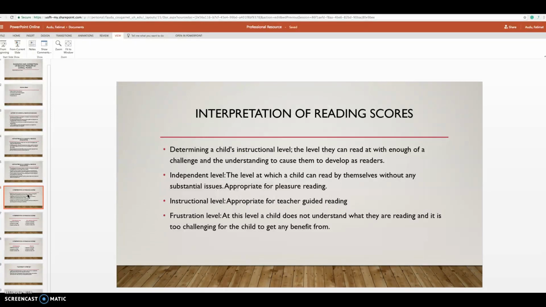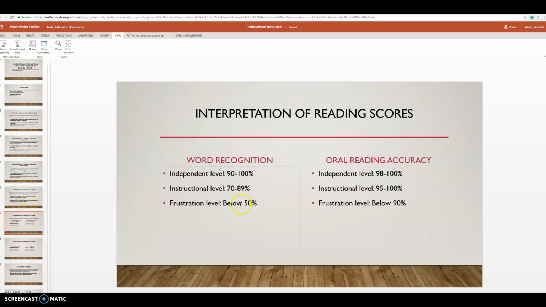And then the instructional level is appropriate for teacher-guided reading. So this is something that would be used in the classroom. And if there are any further assignments, a child can use the instructional reading level at home as well. And then we have the frustration level, where it's not working out. It's too difficult, basically, to be helpful. It's way too challenging to improve the child's reading ability. It's just frustrating, as the level says. Okay, and so the breakdown of the scores are here.